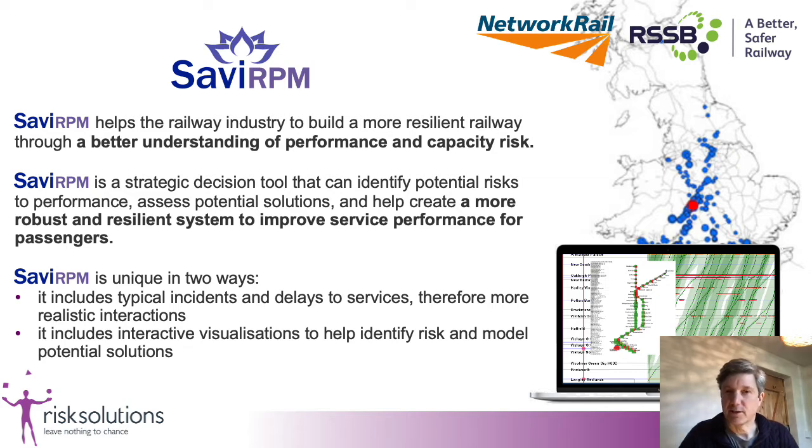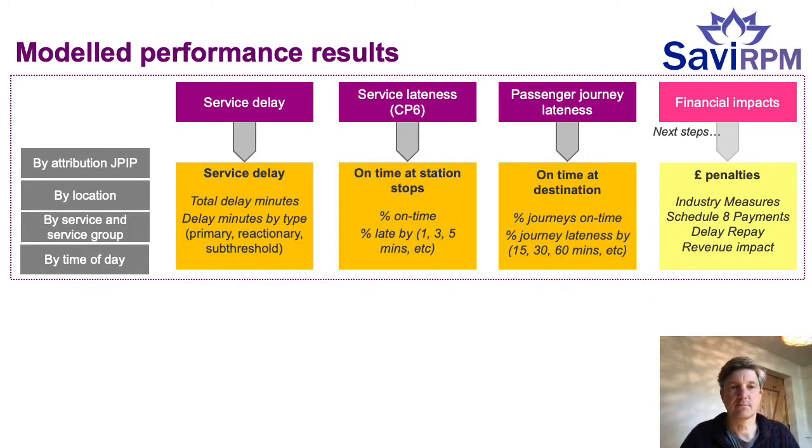We believe Savi is unique in two ways. Firstly, it introduces incidents and delays to the modelled services, so it provides more realistic interactions between the services. And then through interactive visualizations of model results, it allows users to identify risk more carefully and model potential ways to reduce risk and improve performance to find effective solutions.